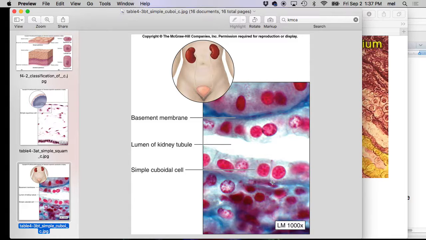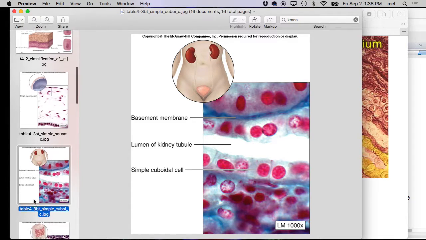Students very frequently leave off that word and they say simple cuboidal, but you just gave me two adjectives and no noun, right? So what you need to tell me is, is it a simple cuboidal kumquat, road sign? No, it's an epithelium, okay? So don't leave off the word epithelium because students do it all the time and they get dinged on it. So I need a noun, okay? So that's a simple cuboidal epithelium.